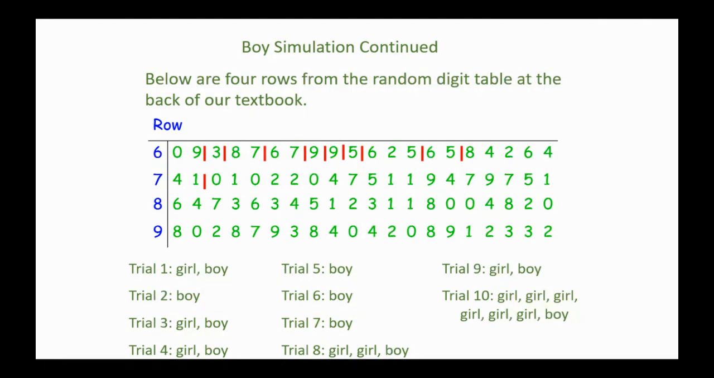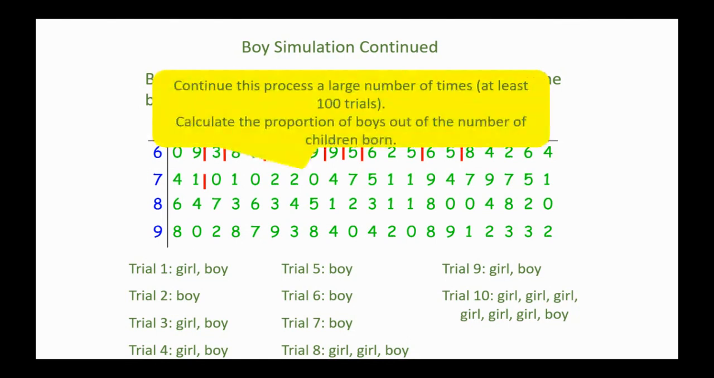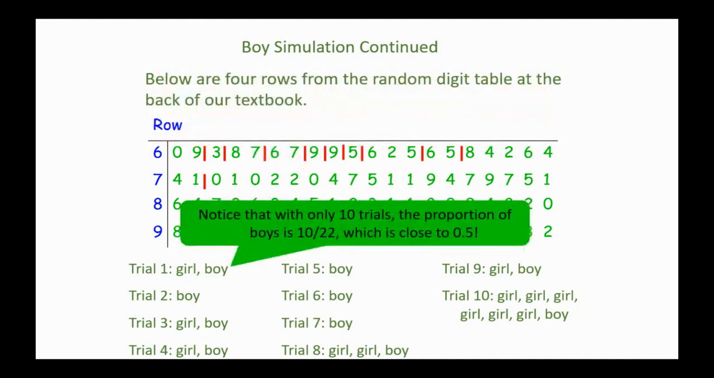And so we're not going to sit here and keep doing this forever. Hopefully by now y'all are getting the hang of it. We would keep doing this until we got about 100 trials in the mix. Then we would need to calculate the proportion of boys overall. So if we did just 10 trials, we got 10 boys to 22 total. So that's pretty close already to 0.5. It's not exactly 0.5, but we're close with just 10 trials.